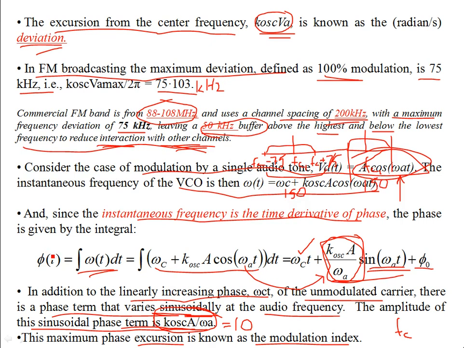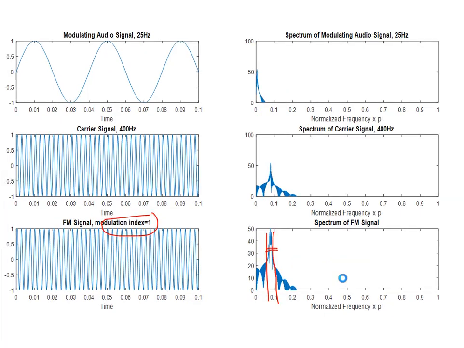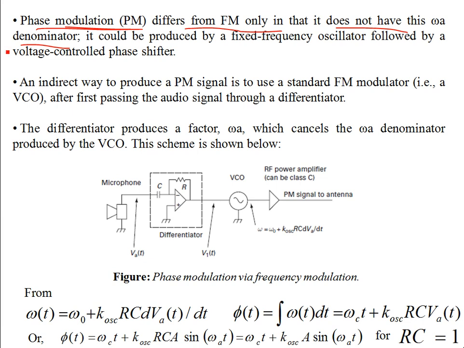In FM, the frequency is made a function of time and is varied with respect to the modulating signal. In phase modulation, the phase has to be varied directly with respect to the modulating signal. So you don't need this integration operator, and you don't have omega A in the denominator for a PM signal. That's primarily the only difference: phase modulation differs from FM only in that it does not have an omega A denominator.